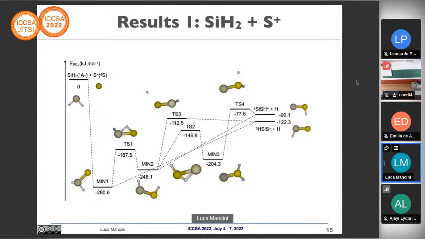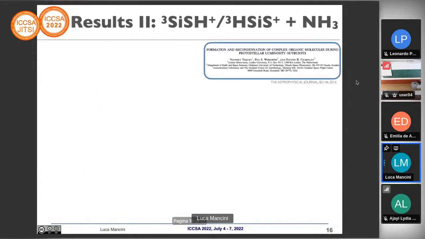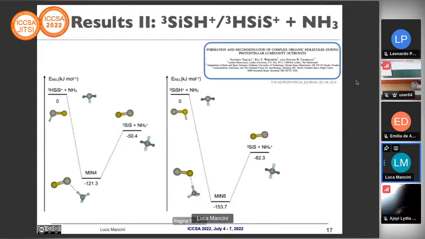Once the two isomeric cations are formed, we follow the idea of Charney and co-workers, who analyzed the high abundance and proton affinity of ammonia and suggested this molecule as a good partner for the proton transfer process. So we adopted the same strategy to perform a theoretical investigation of the two proton transfer processes, starting from both the different cations. And we found also in this case that the two processes are barrierless and exothermic.